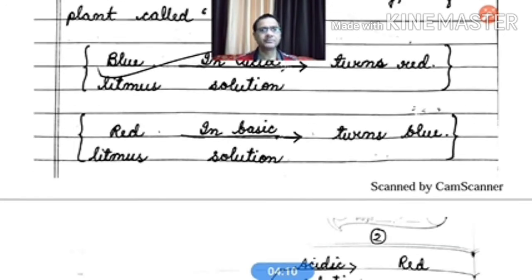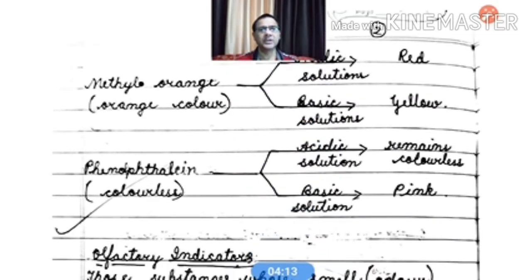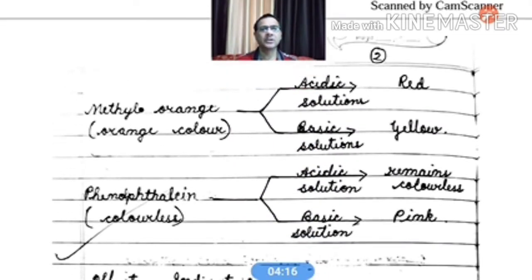Now the second test, and that is methyl orange. Its actual color is orange. This is also a chemical which is very often available in the labs. When we put this methyl orange in the acidic solution, it turns red. The same methyl orange, when we put in the basic solution, it turns yellow. So remember and keep in mind, all the acidic solutions turn methyl orange, whose original color is orange, into red, and all the basic solutions turn methyl orange to yellow. So this is the second test.